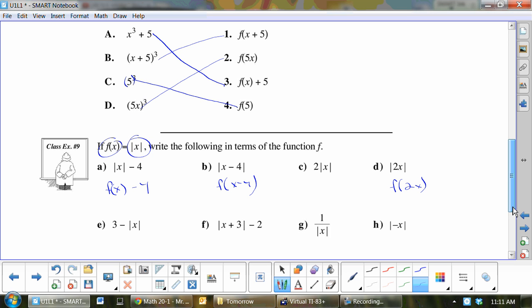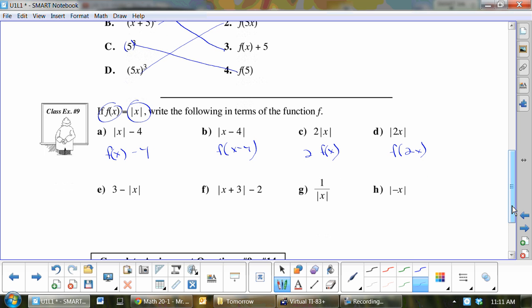So what would C be? 2 f of x. Good. How about E? 3 minus f of x. Good. F? This one's a good one. F of x plus 3 and then minus 2. Good. G is 1 over f of x. And H, f of negative x.